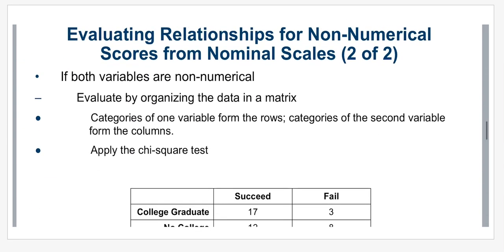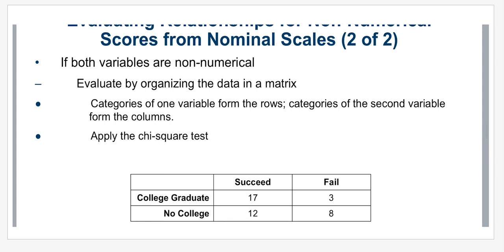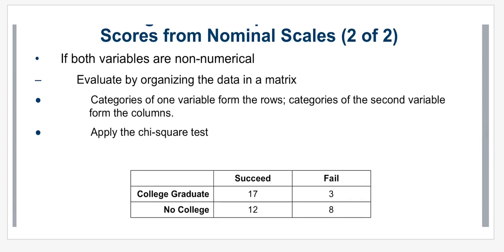Now, what if both variables are non-numerical? So we don't have either one being numerical. The example they gave, like I said, is college grad and no college grad, and then pass or fail. So neither one of those is numerical. How do we do that?